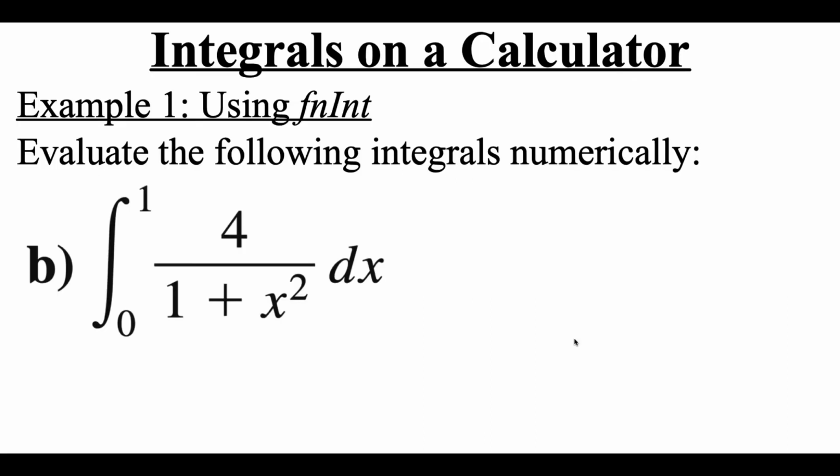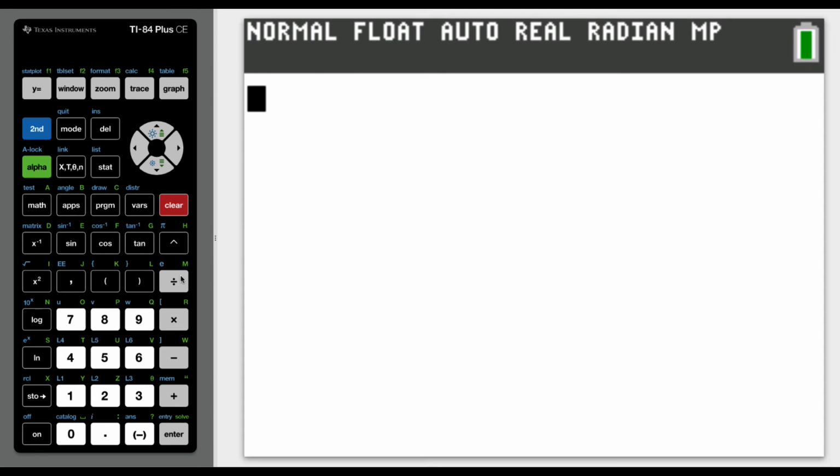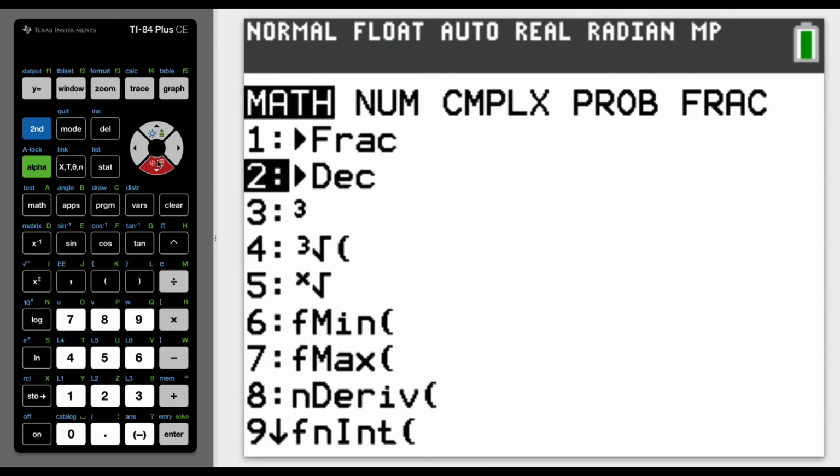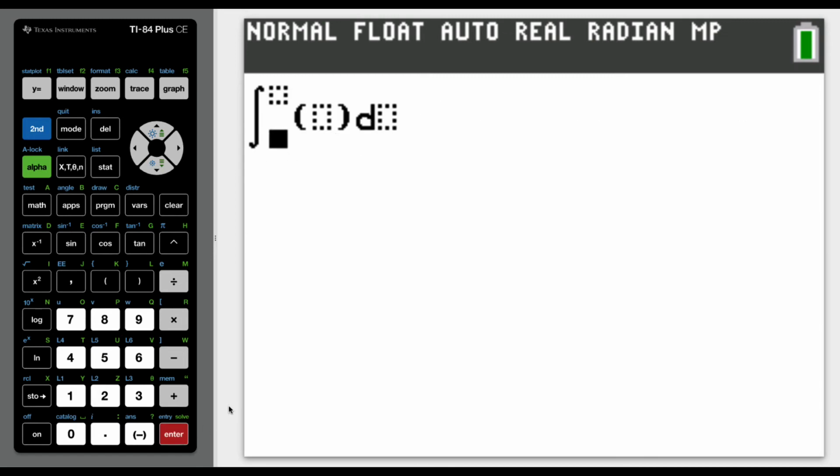Our second example, we're integrating the function 4 over 1 plus x squared dx, and we're going from 0 to 1. Now I've got my calculator set up in the newer mode, so if you have an older model calculator, you have to know how to type it in for this numerical integrator. Our lower limit was 0. Our upper limit was 1.